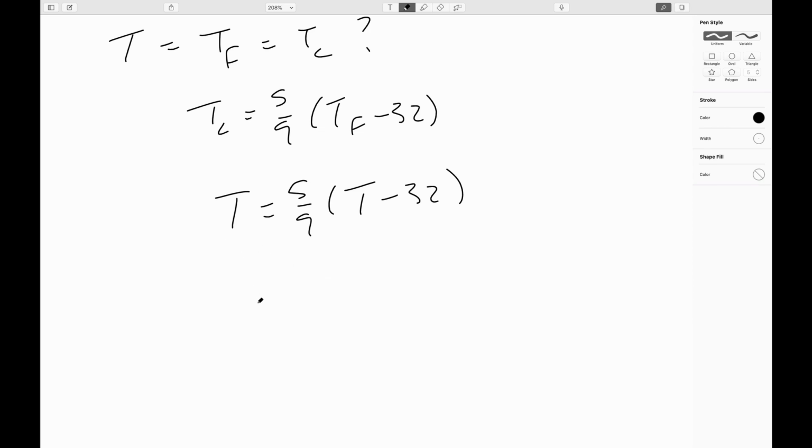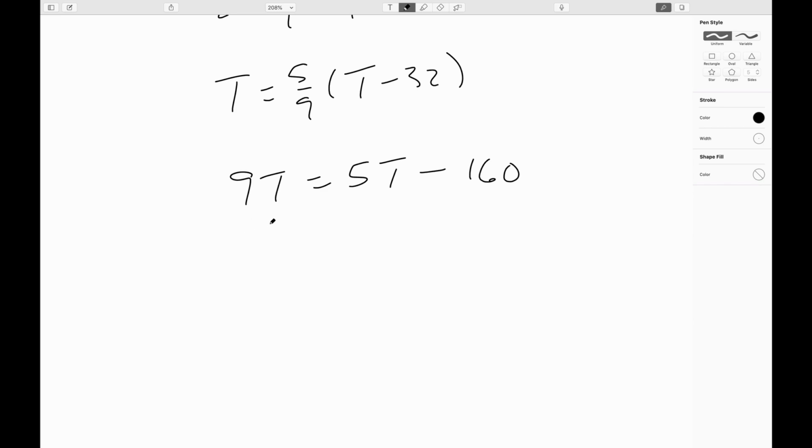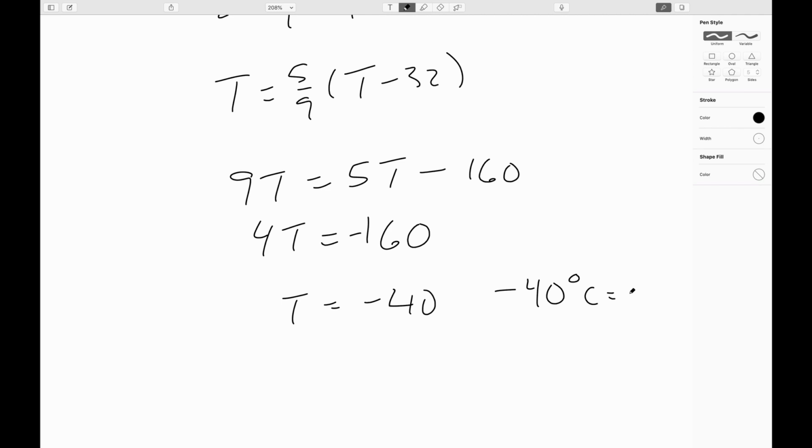Let's see. Multiply through by 9. So this would be 9t if I times both sides by 9. Then let's times this 5 through. This will give me 5t. 5 times 32 is 160. Subtract 5t from both sides. We get 4t equals negative 160, or t equals negative 40. So it turns out that negative 40 is the magic temperature where the two readings will just happen to have the same number. That is also darn cold.